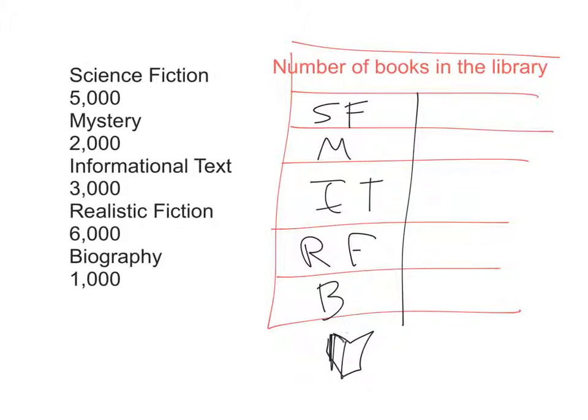Not a very good book, but it's a book. We'll pretend. So each picture is going to equal, let's see here. What makes sense? What can I count by up to all of these? Well, I see that they're all thousands, so maybe I'd say each book equals 1,000. 1,000 books.